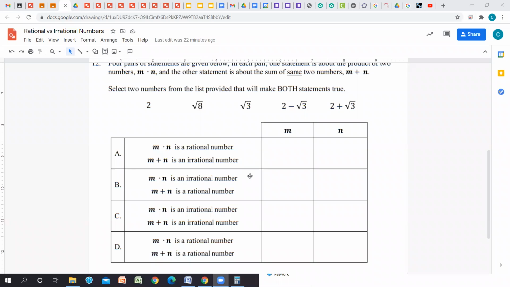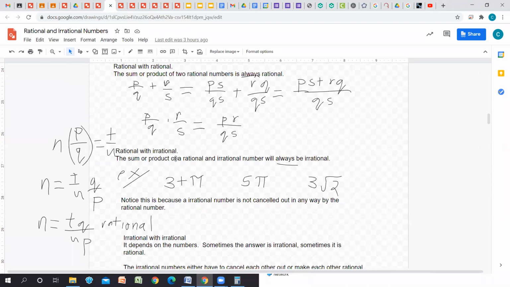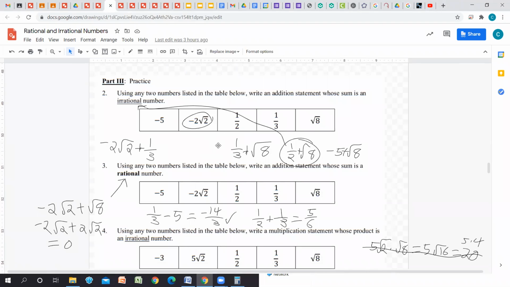All right, so do your best. Even if it's a little challenging, just do your best with it. Again, you can attend tutoring, review the notes. As always, you can ask questions about it. Again, on the notes, it says, is the answer irrational or rational? And again, I use these properties here. I just multiply or add them and see what I get for my answer.